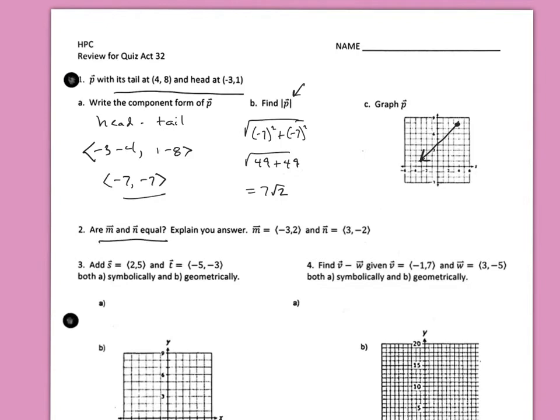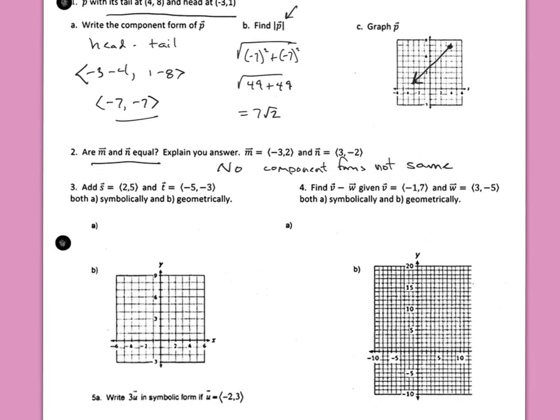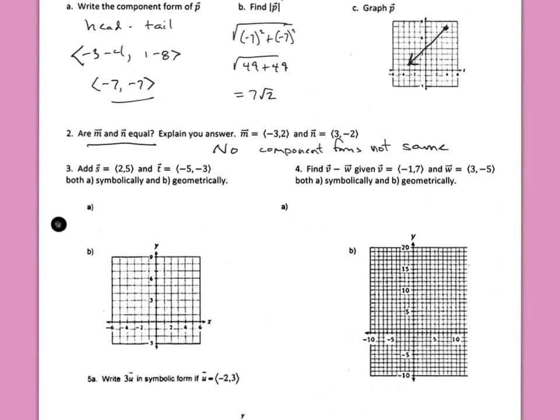When you have equal vectors, their components need to be exactly the same. Not part of the components, not sort of, right? They need to match. Same signs, same x and y values. So these do not match. So the vectors are not equal because the component forms are not the same. So again, component form is really a big deal. I don't know if I've said that enough, but I'm going to keep saying it.